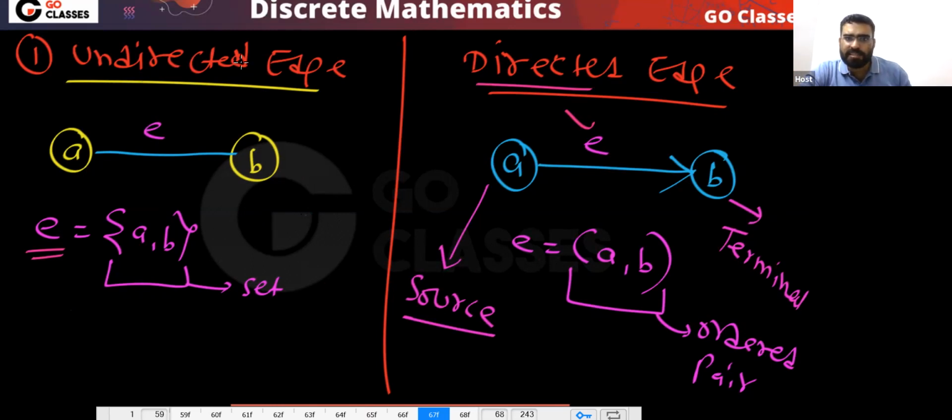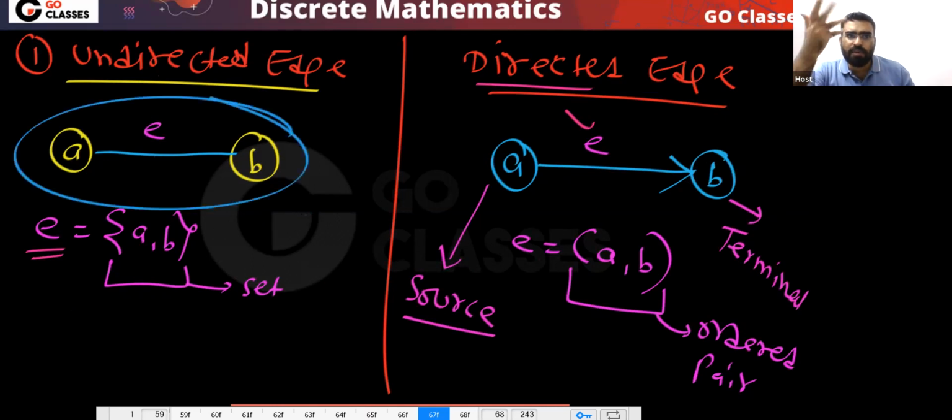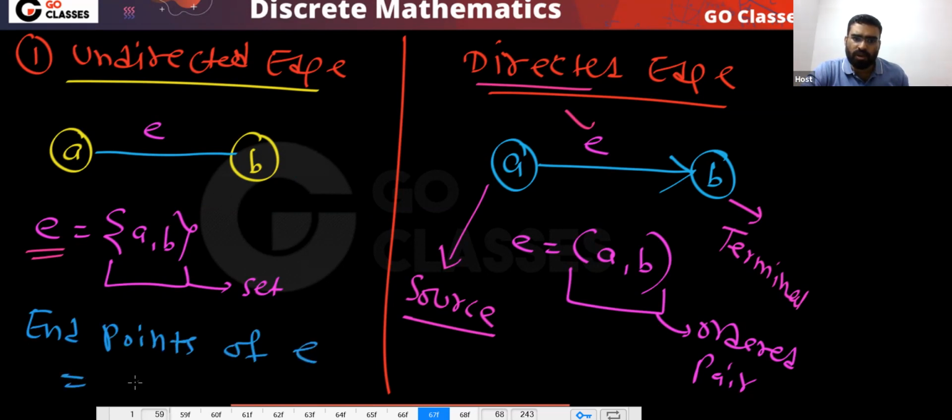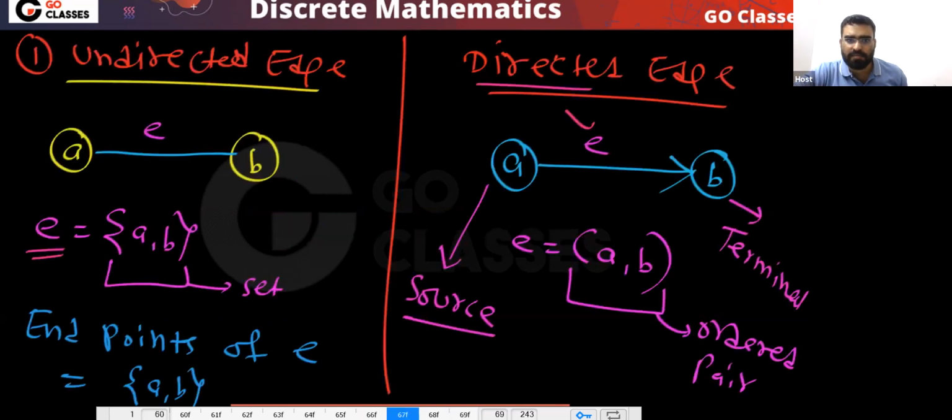In an undirected edge, we have no source or destination. So what we have are endpoints. So we say the endpoints of e. If anyone asks you what the endpoints of e are, then you can say a, b. These are the endpoints of e. So this is the undirected edge and directed edge. Did you understand this classification?